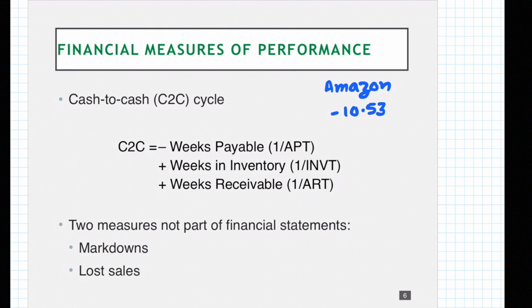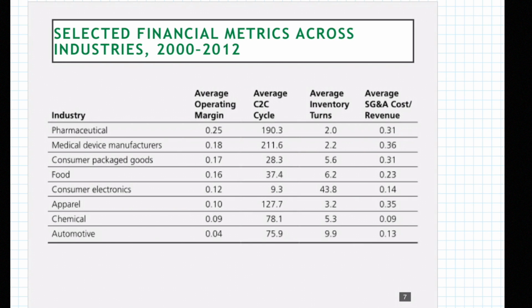It may be very interesting to see this figure for various industries, so you can see for consumer electronics, it takes on average about 9.3 weeks, which is much better than many of the other industries. And in fact, for medical device manufacturers, it is as high as 211 plus. Average inventory turns, the number for consumer electronics stands out.